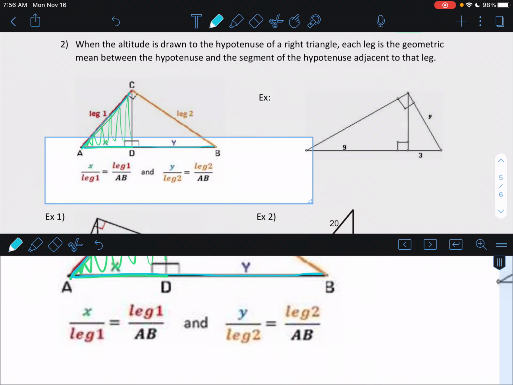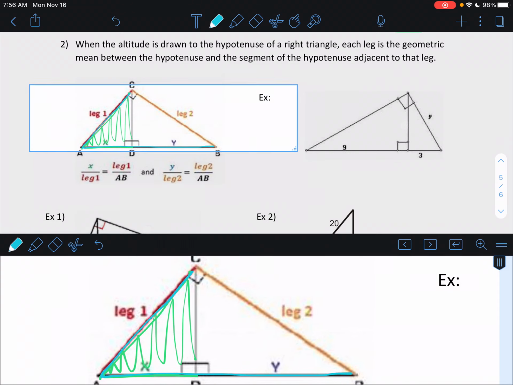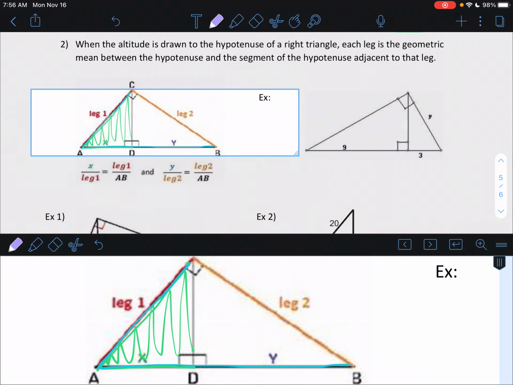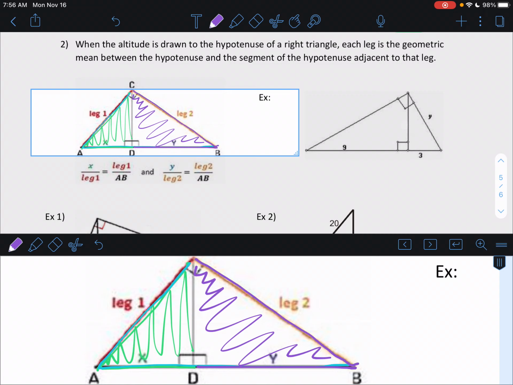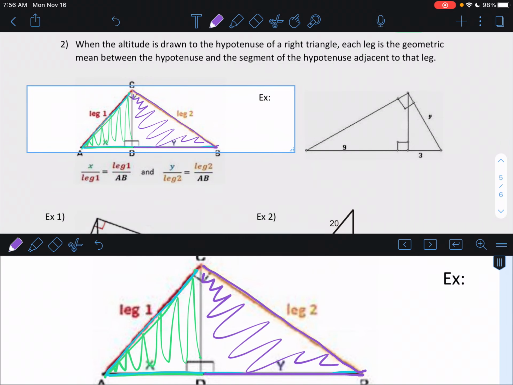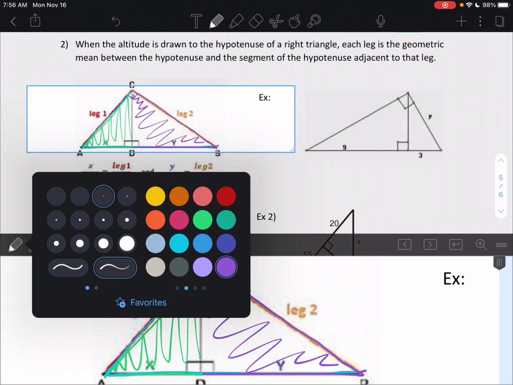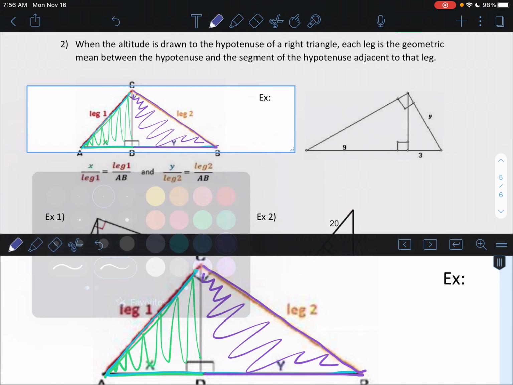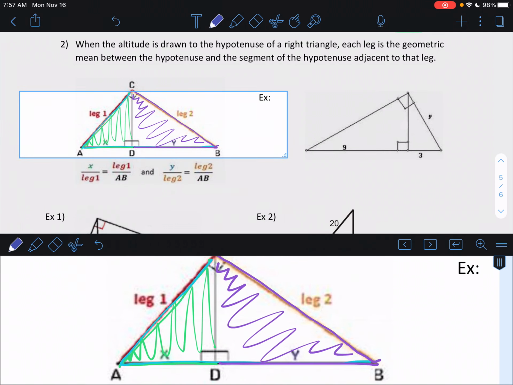And likewise, we have this proportion, y over leg 2. So let's see. If I'm looking at this medium triangle here, I have y as my long leg, and leg 2 is the hypotenuse of that. And if I'm looking at the entire triangle, I have leg 2 over AB, so that would be the long leg over the hypotenuse.